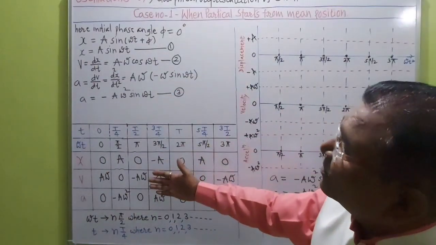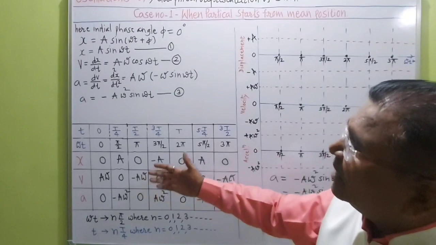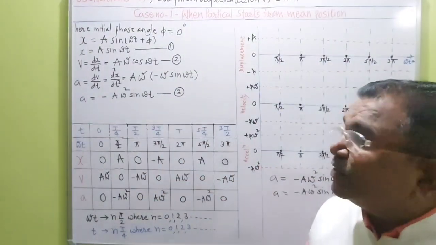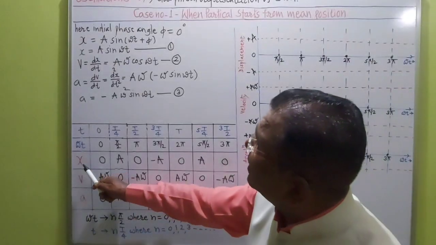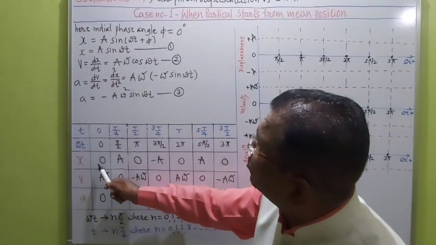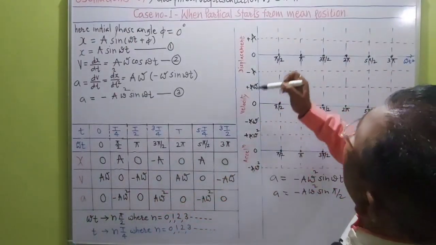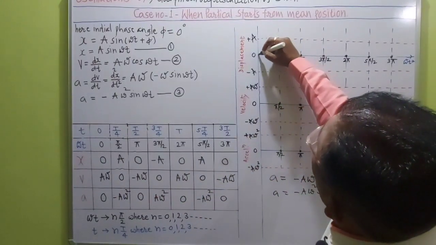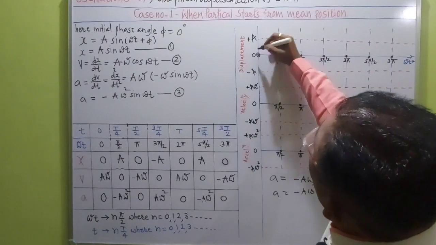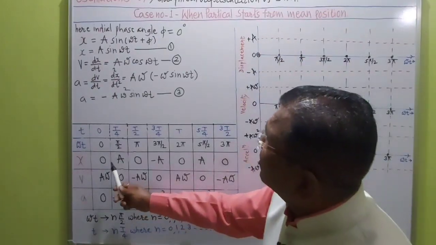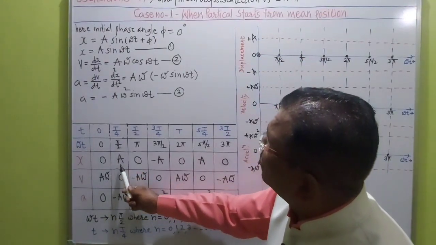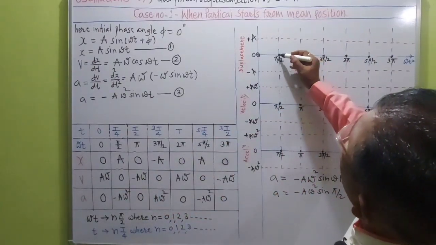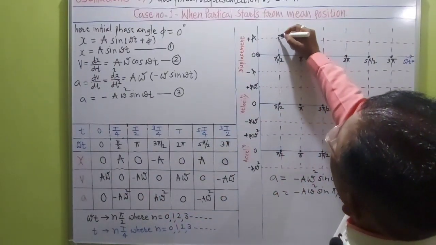Let us see the formulae. Let us see the observation table. And from this observation table, now we have to draw a graph. How can we draw a graph? Displacement: when omega t is equal to 0, displacement is 0. We get this point here. Then next one, when omega t is equal to pi by 2, we get displacement plus A.